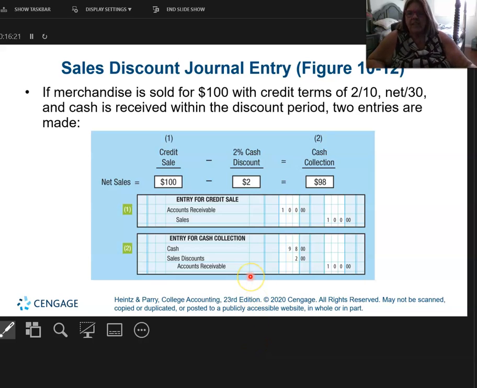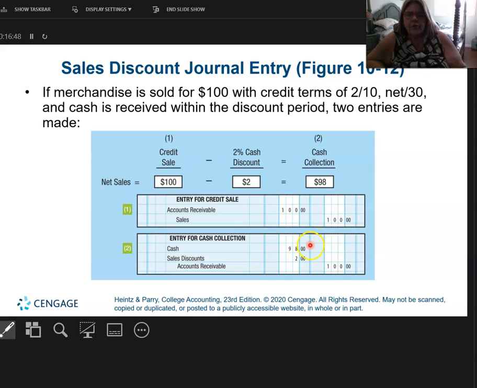So in this case, if I sold merchandise for $100 with credit terms 2/10, net 30, and cash is received within the discount period, here's what would happen. This is the journal entry for the sale. I debit accounts receivable and credit sales for $100. But they only send me $98 because they take the 2%.